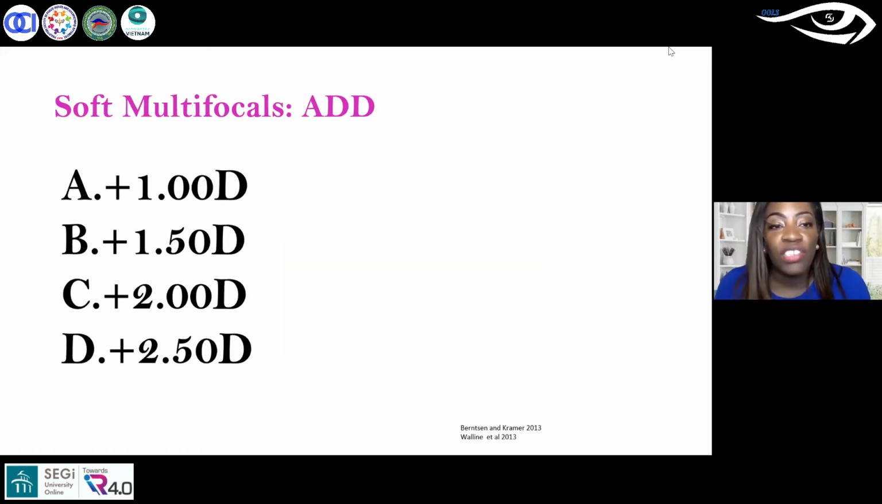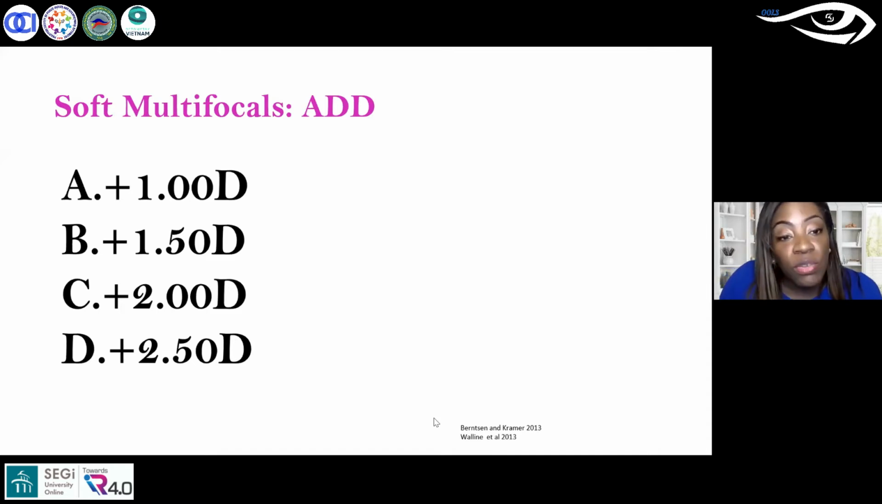Now, here's a poll question for you. Which add would you choose for him for myopia control? The majority of them are in the low add category, if I may put it that way, 1.50. And then some of them say about 2 and 2.50 as well. I see. Okay. So let me share with you the results, the recommendation based on the latest research.